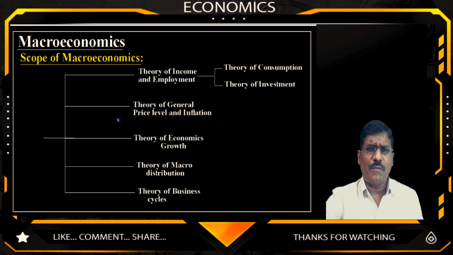The scope of economics, we can briefly draw as a scope of branches, which means theory of income and employment. Simple. Macroeconomics is also known as income and employment theory. And income and employment theory means the theory of consumption. What is consumption? What is C? What is I? What is Y? C means consumption, I means investment, Y means income. What is the level of income?